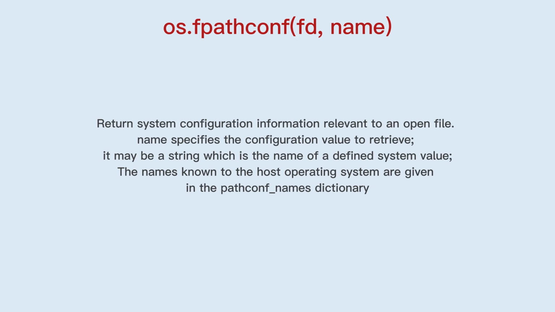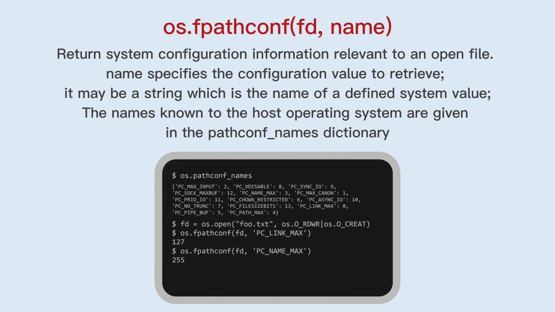os.fpathconf. Return system configuration information relevant to an open file. Name specifies the configuration value to retrieve. It may be a string, which is the name of a defined system value. The names known to the host operating system are given in the pathconf_names dictionary.